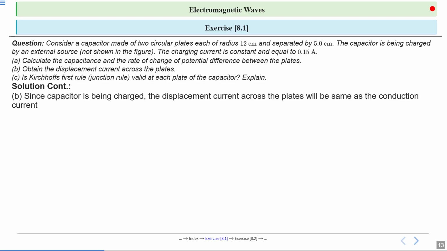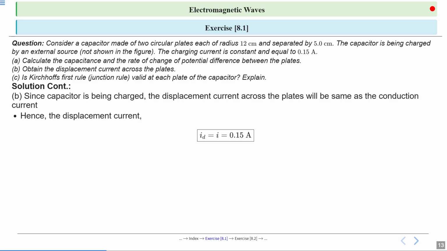So since the capacitor is being charged, current is flowing through the circuit, and also the electric field is changing between the plates of the capacitor, so displacement current is there. So displacement current will be equal to conduction current. So hence displacement current ID will be equal to I. ID is displacement current, I is conduction current.